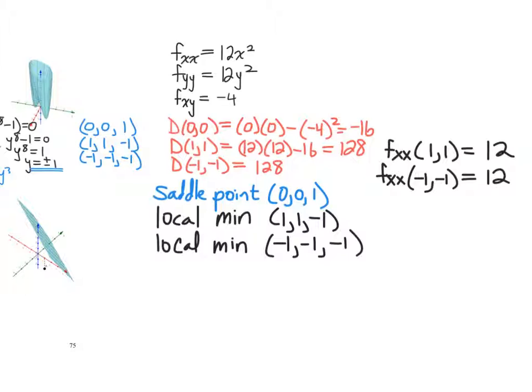Question? They're both local mins? They're both local mins, yeah, because we have two legs here. So this one is the local min on this side, and the other one is the local min on the other side.